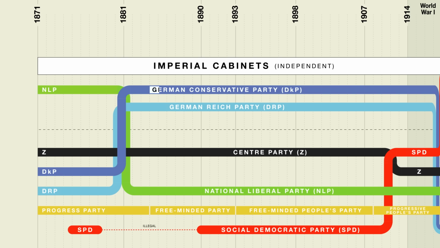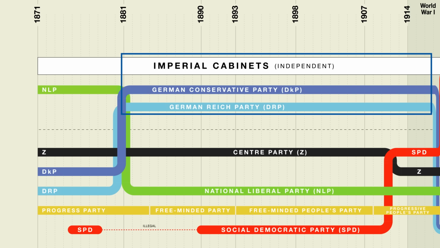These were the German Conservative Party, which consisted mainly of wealthy nobles, as well as the German Reich Party, which consisted mainly of wealthy business magnates. This new alliance between the Chancellor and the Conservatives would remain until the end of World War I.